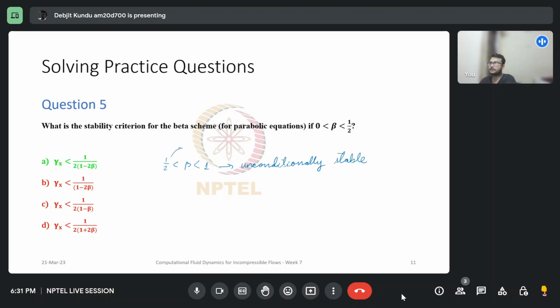Beta equal to half corresponds to the Crank-Nicolson scheme, and beta equal to 1 represents a fully implicit scheme. Now, when beta is greater than 0 but less than half, in this range it is conditionally stable.